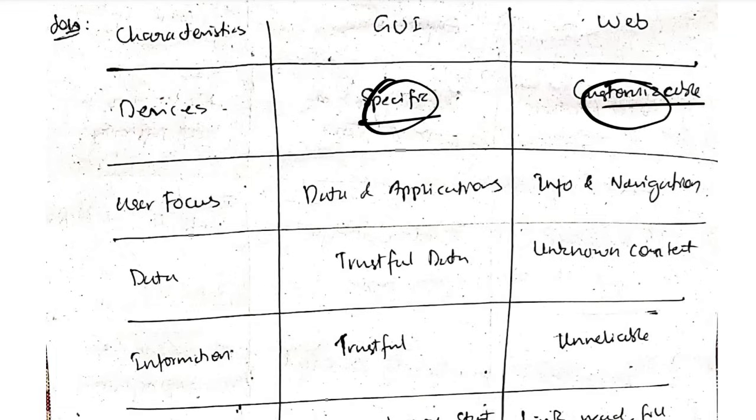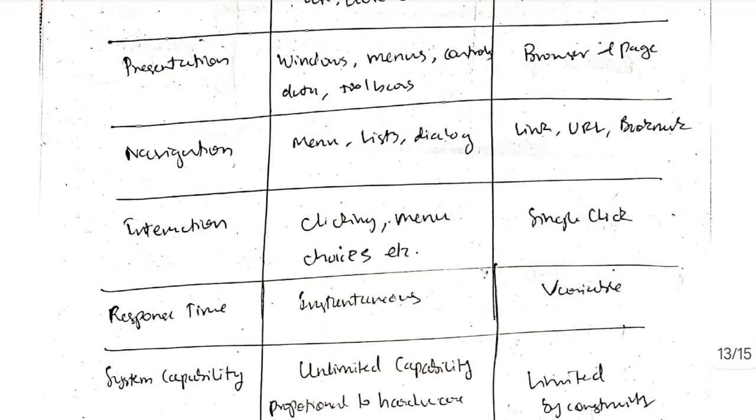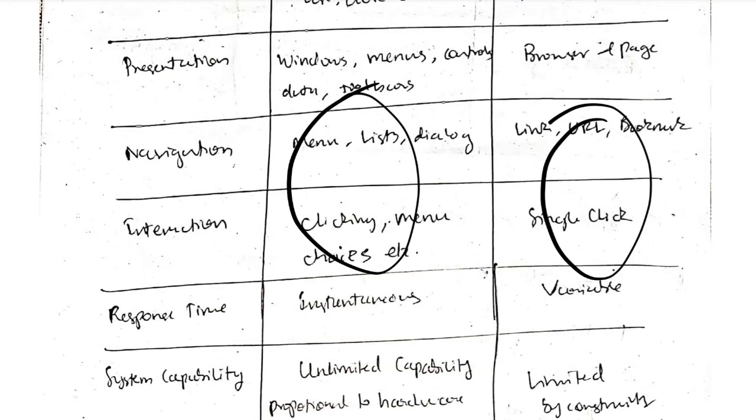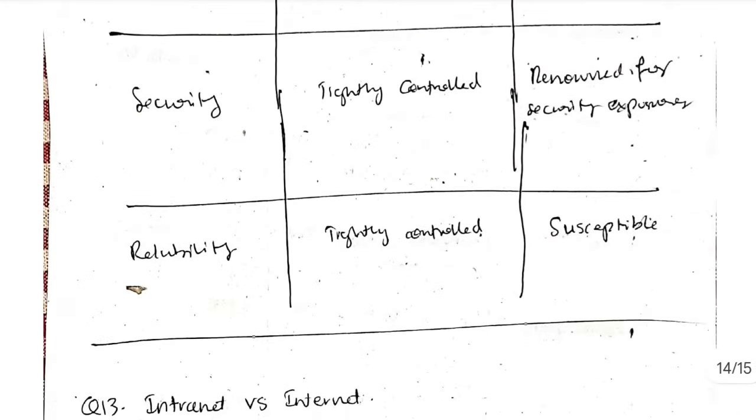Okay, it is specific and general, and here it is better, here it is not better. Here more capacity is there, trustful, reliable, and more secure. Here it is not that much. And the navigation is also in a better form. Here it is just a single click, or just going into a new screen and coming back from it. And the response time is also faster. Here it is variable. So basically in that way you can form some points here.